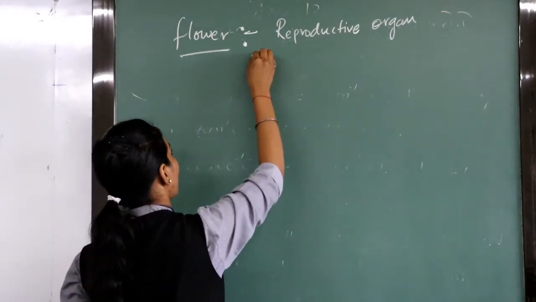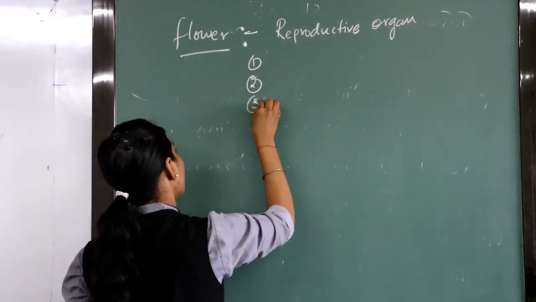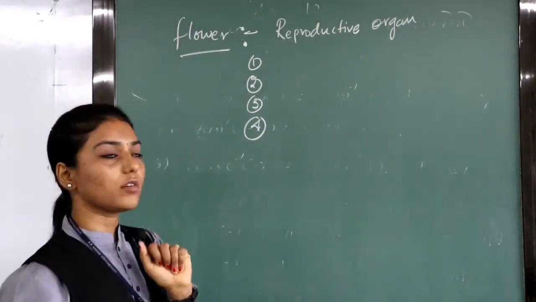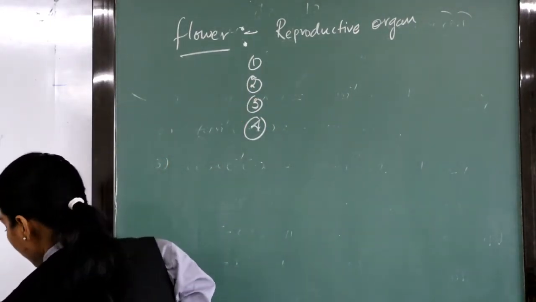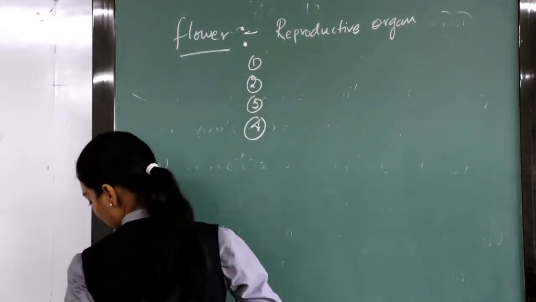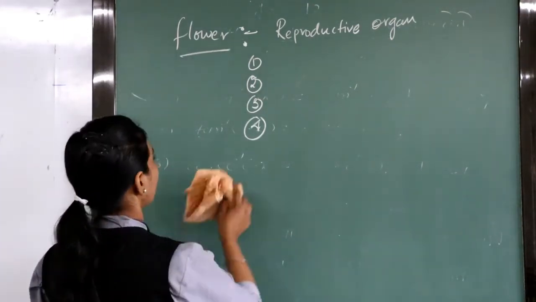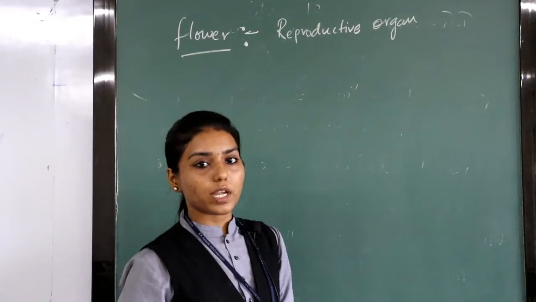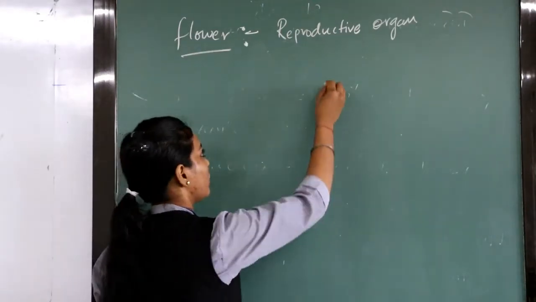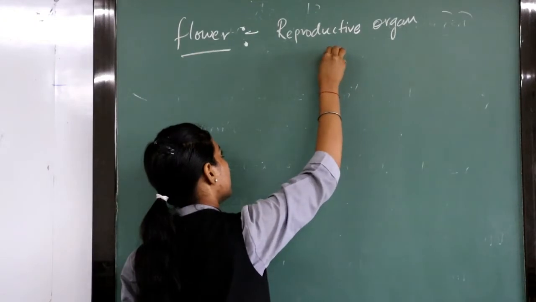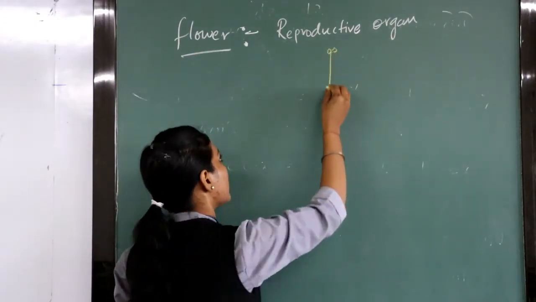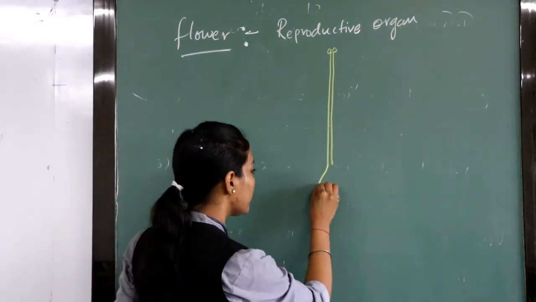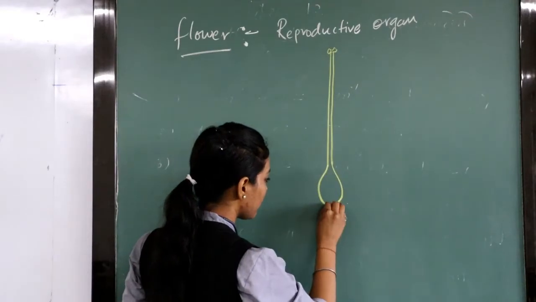Now a flower consists of 4 whorls. Before seeing the 4 whorls, we will see the diagram of how a flower looks. I think in your textbook a more difficult diagram is given, but I would like to teach you the simplest way to draw the diagram of a flower. First you start with this part, then simply you draw a big line. Once you draw a big line, this is a stalk. Then a structure like this.